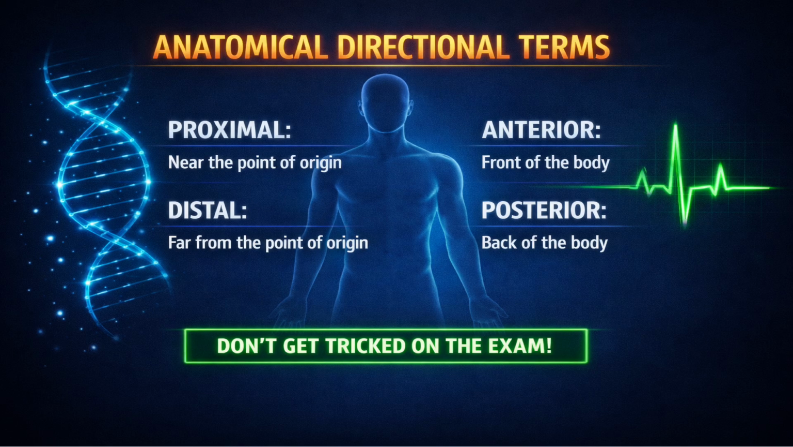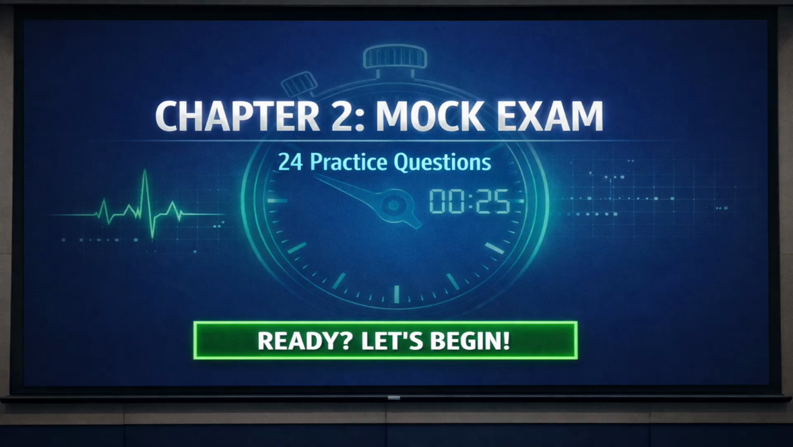Now, let's review anatomical directional terms. Don't get tricked by these on your exam. Proximal means near the point of origin, while distal means far from it. Similarly, anterior refers to the front of the body, and posterior refers to the back. Keep these straight, and you will do great.